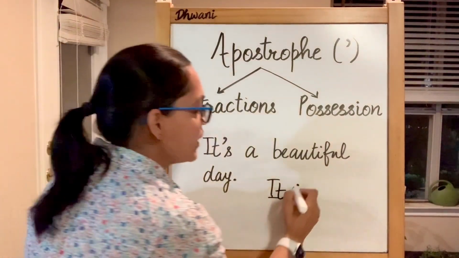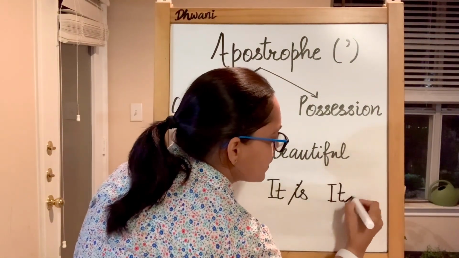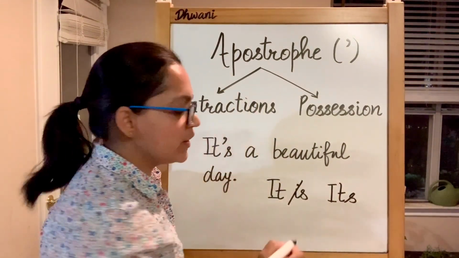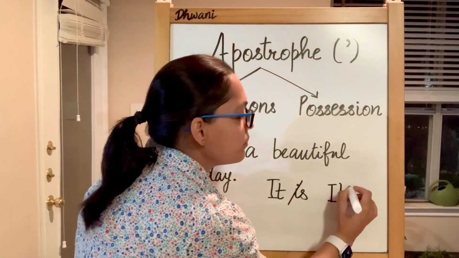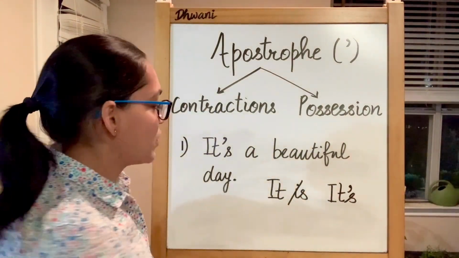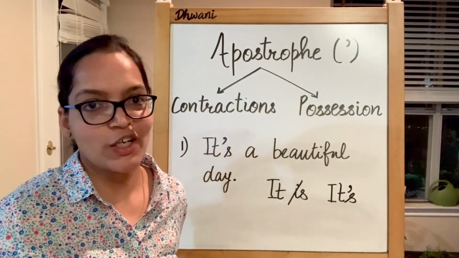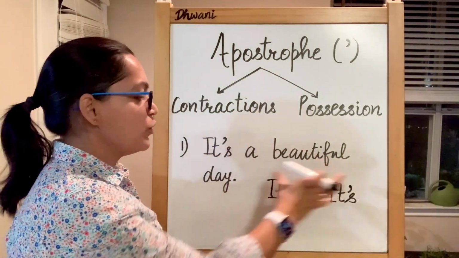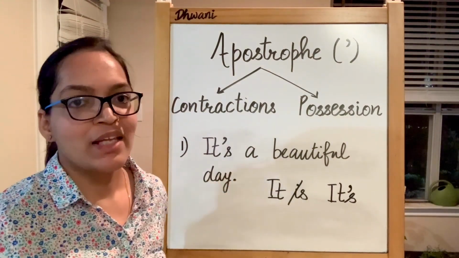I take away my I and join these together. But in place of the omitted alphabet, that is the taken away alphabet, I make sure that I replace it with an apostrophe. So it is actually, it is a beautiful day. But instead of saying it is a beautiful day, I can shorten it up and say it's a beautiful day. Let's take more examples.